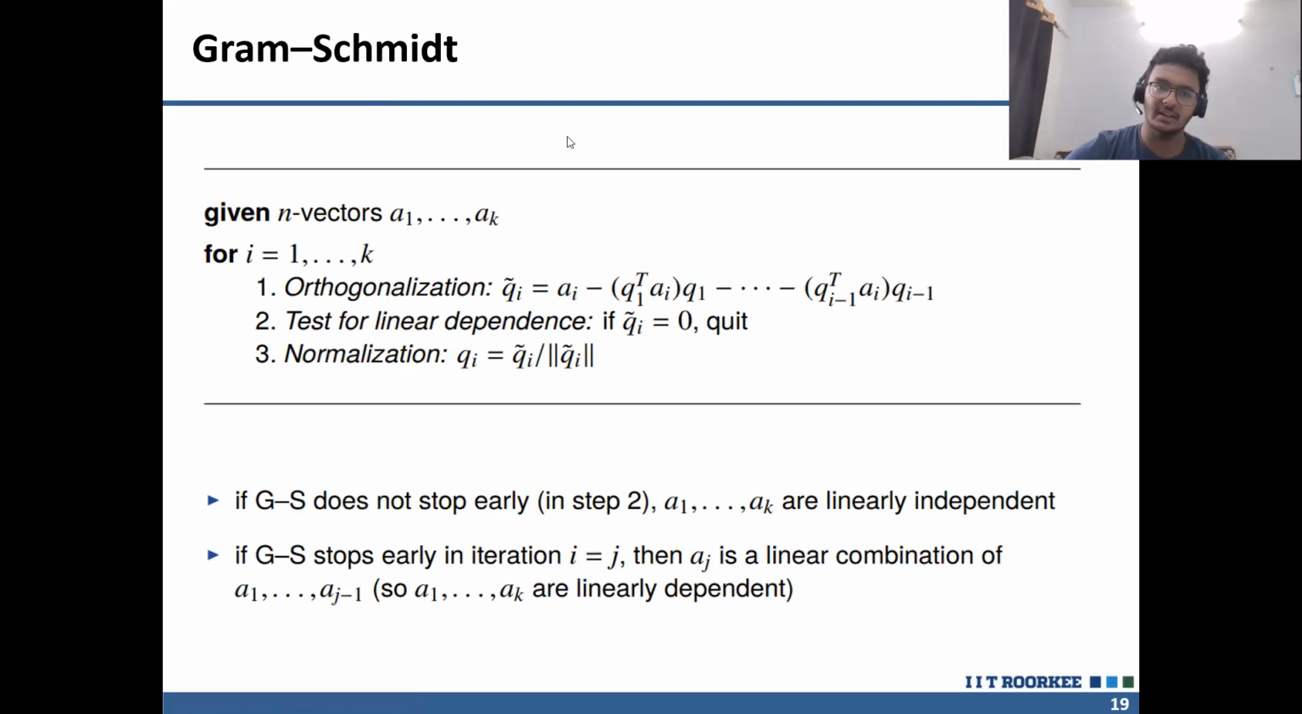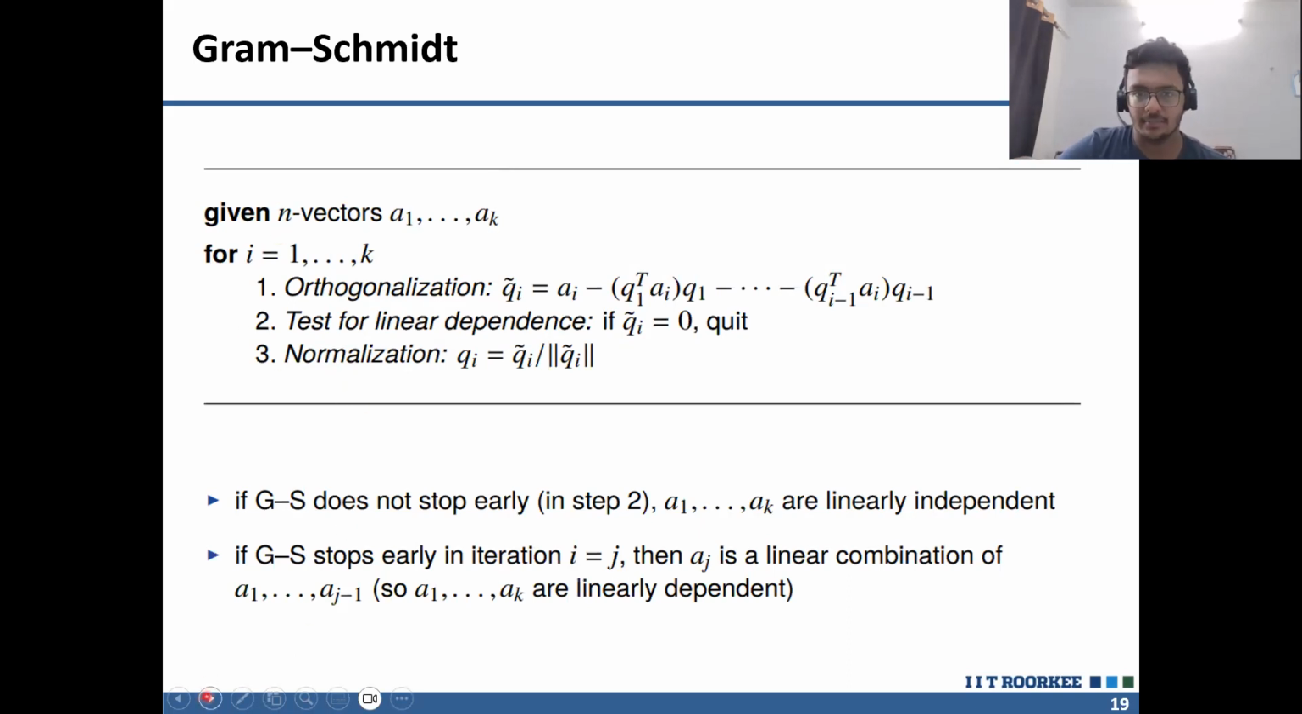Now we will look at the Gram-Schmidt orthogonalization process. If we have n vectors like this, we orthogonalize them by subtracting each of these. This is an iterative process, and it is also a test for linear dependence. If any of these turn out to be zero, we say that this vector is linearly dependent on the other vectors. Finally, we normalize them, and it has a lot of other applications also.